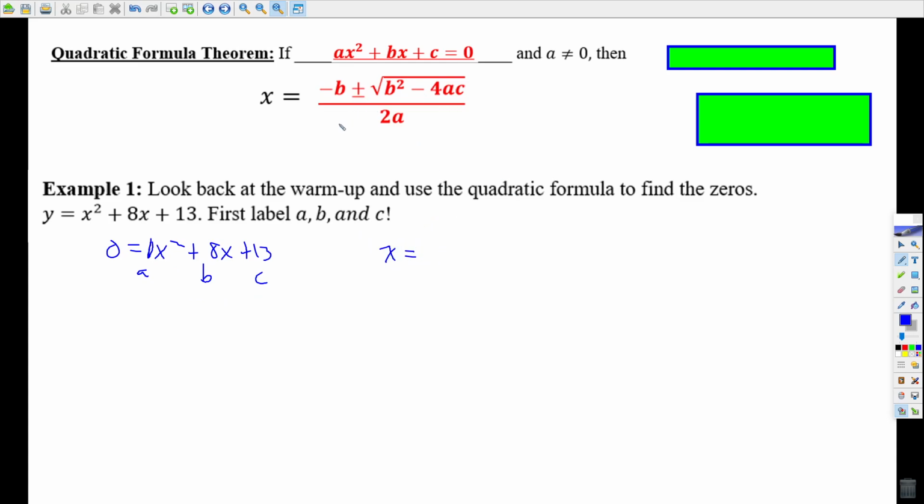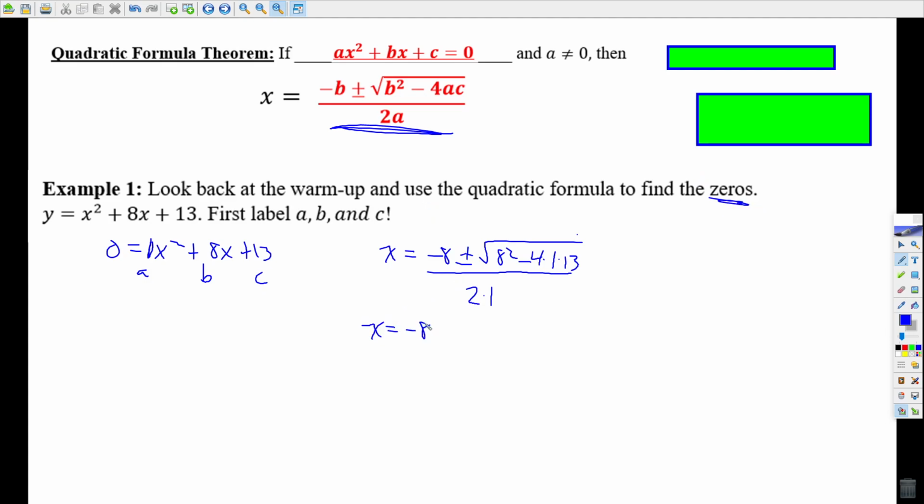Our whole goal is just to really mess with this right-hand side and do this whole entire thing. Negative b, so we have negative 8 plus or minus the square root of b squared, which is 8 squared, minus 4, that's in our formula, times a, which is times 1, times c, which is 13, all divided by 2 times a, which is 2 times 1. Once we figure out what this is, then we can figure out what the zeros are. That's our whole goal, to find the zeros.